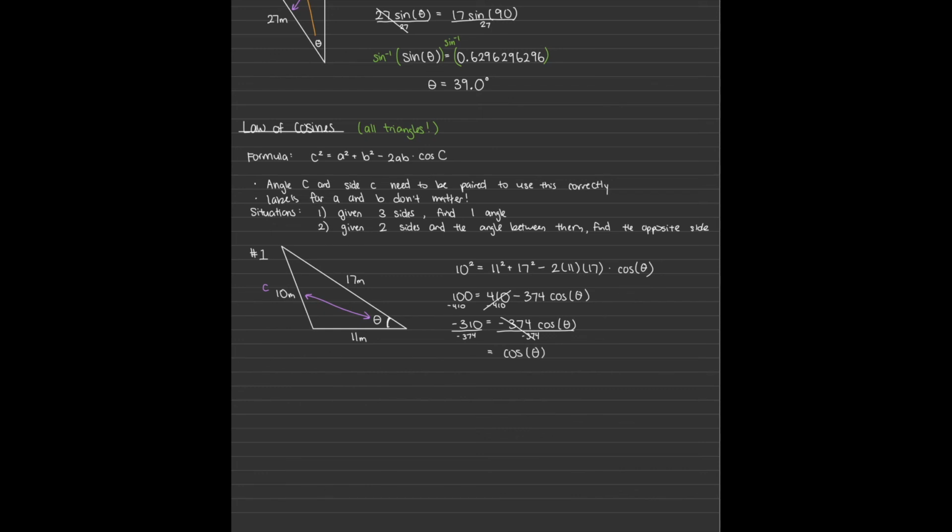So we've got cosine of theta is equal to 310 divided by 374. I'm going to write out all my decimals because I don't want to round yet. I haven't gotten to my final answer, 0.8287700053. And now I will apply the inverse cosine function. So apply the inverse cosine to the left, inverse cosine to the right, and the inverse cosine of 0.828, etc., is 34.0 degrees.